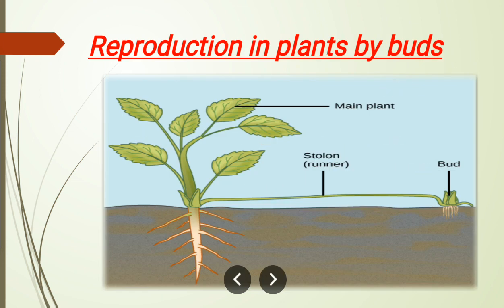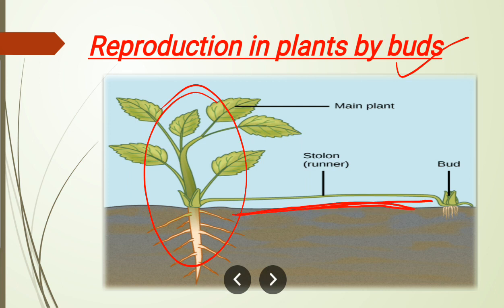Now reproduction in plants by buds. How? The biggest example we can take is mint, right? For example, this is a mint plant and there is one branch that is just going through and getting into the soil, growing the roots here, and again here the new plant will grow up.